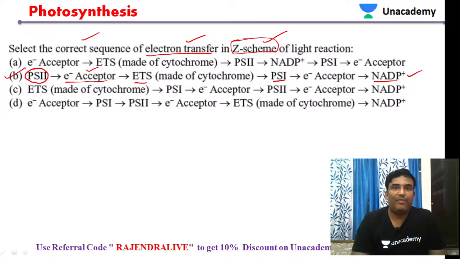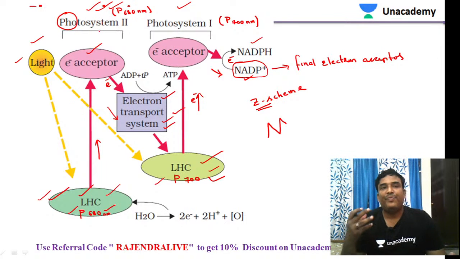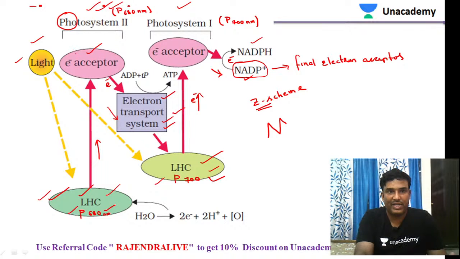So this is the flow of electrons, this is how the electrons are moving. Here, photosystem 2 absorbs sunlight and gets excited. When excited, it releases electrons. That electron is accepted by the electron acceptor, called pheophytin. Here in this diagram it is not shown. The electron is then transported to the electron transport system.